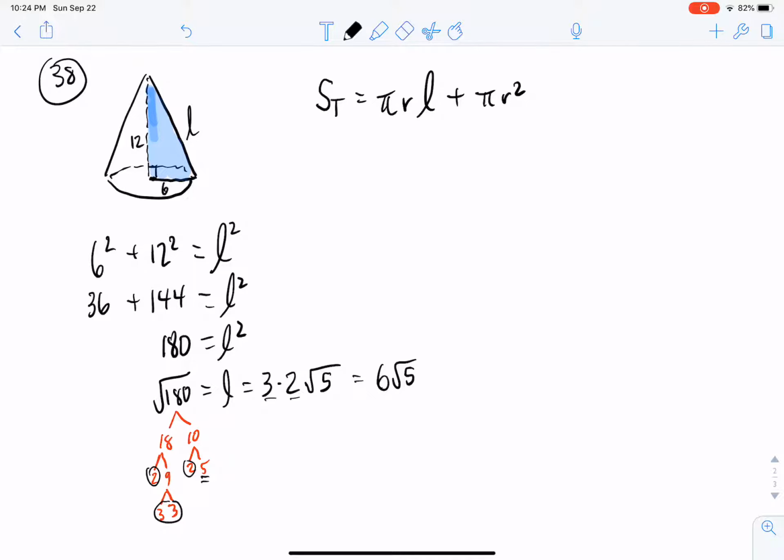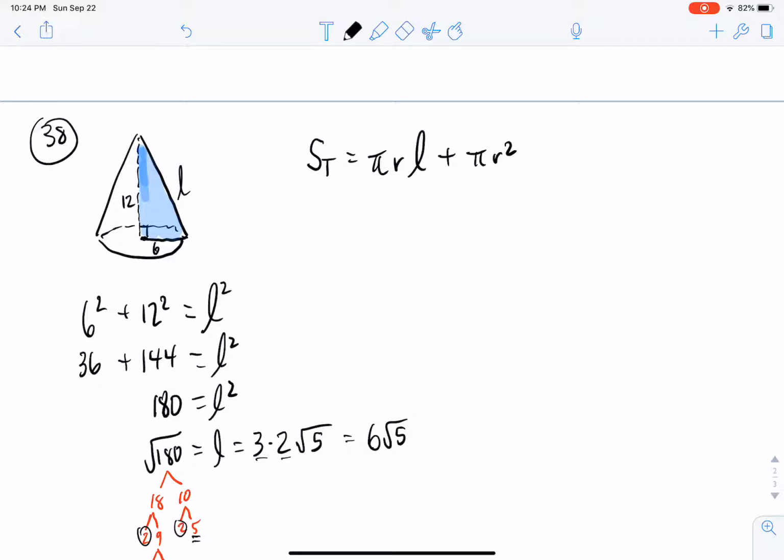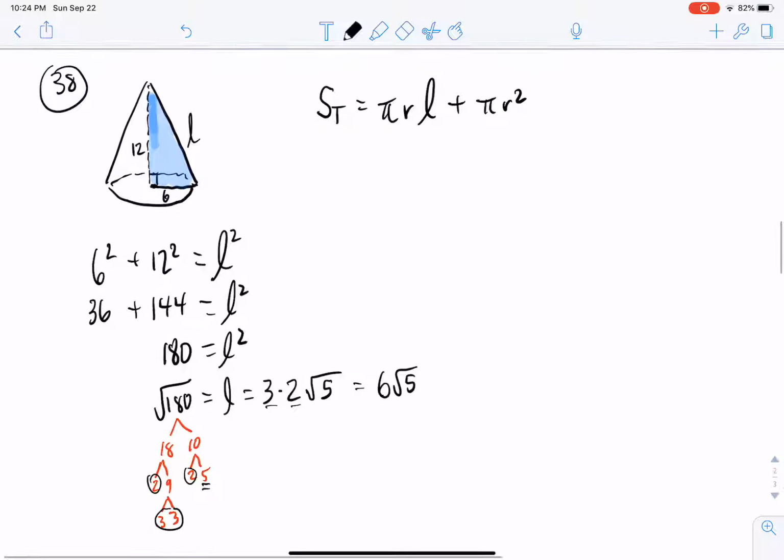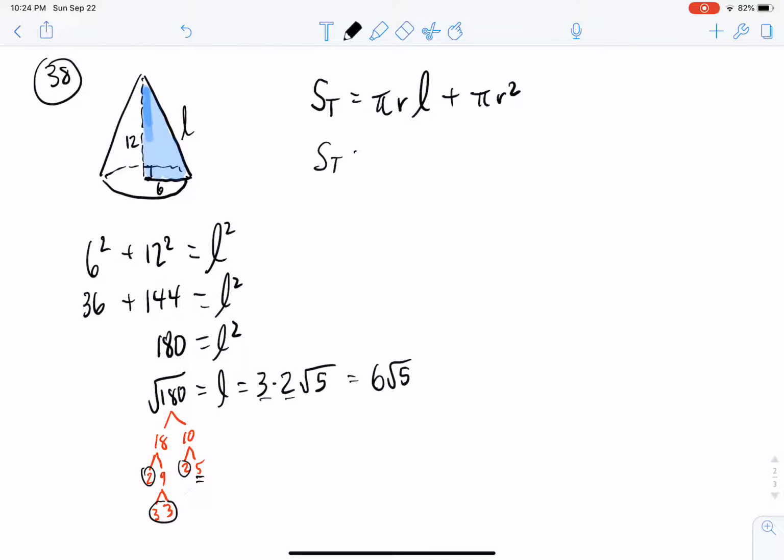So let's put it all together for our total surface area. Total surface area should be pi times my radius of 6 times my slant height of 6 square root of 5, and then our circular base, pi times 6 squared. And then it's a matter of just simplifying here.